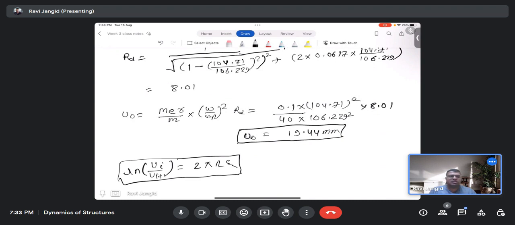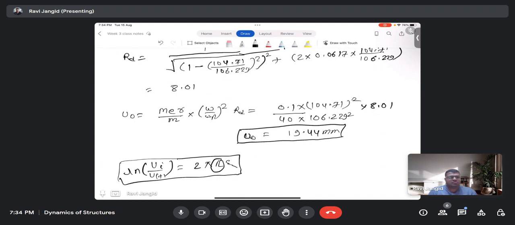This is your logarithmic decrement. 2 pi n, where n is the number of cycles, times psi. For one cycle, if you consider only one cycle, ui by ui plus 1, it is 2 pi psi only.